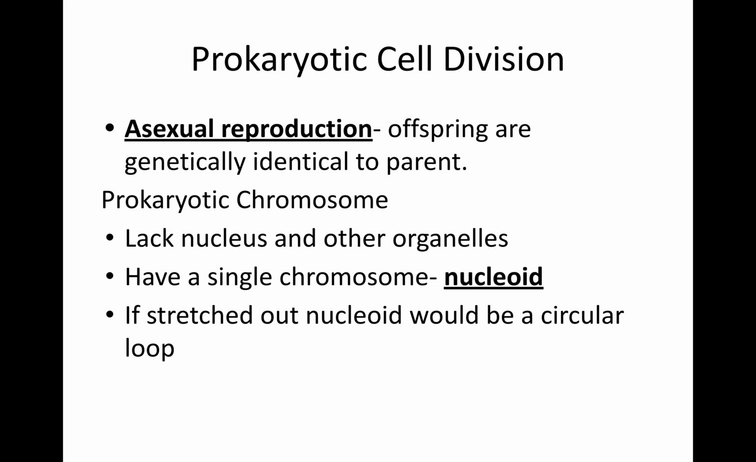The prokaryotic chromosome: remember, we lack a nucleus and other membrane-bound organelles. And we have one single chromosome called the nucleoid. If you stretch that nucleoid out, it would be a circle.